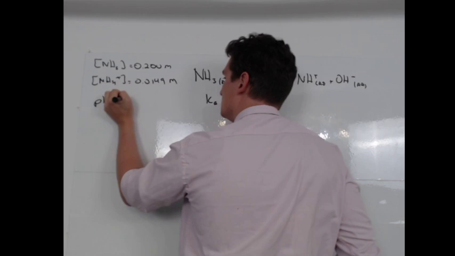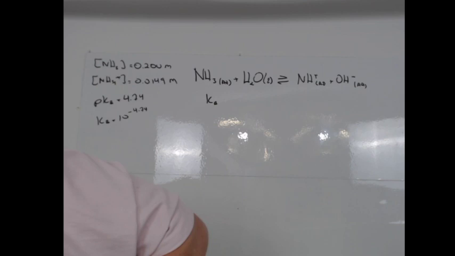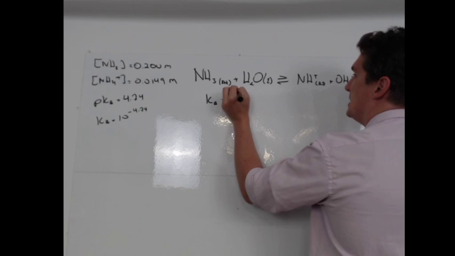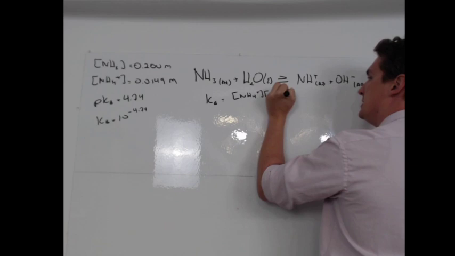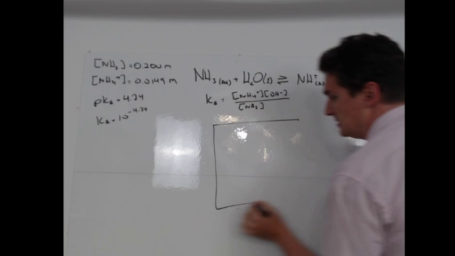Our Kb in this case is going to be 10 to the minus 4.74. Kb is going to equal Q. In this case, Q is the concentration of NH4+, concentration of OH- over the concentration of NH3. So we've got a reaction, we've got our expression for Q, we've got Q equals K. The only thing that remains here is our IC table.